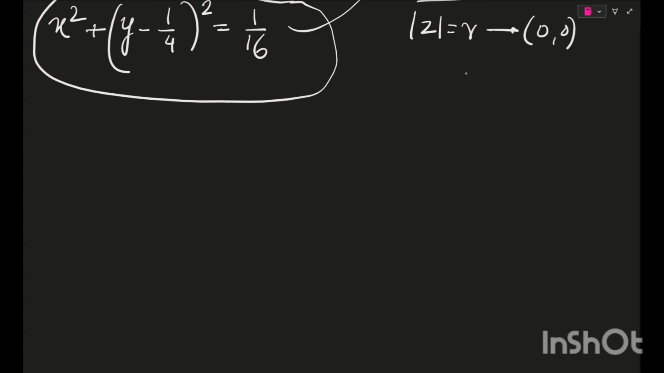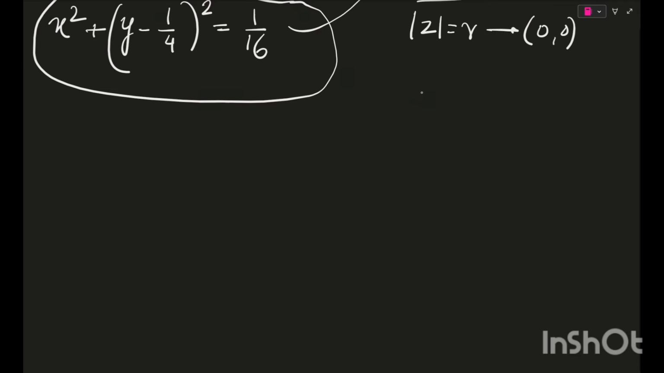Wait, I need to frame this somehow. Okay. The image of the real line under the transformation z is equal to 1 by a minus 2i is a circle of radius 1 by 4 centered at 0 comma 1 by 4. I am telling it once again: the image of the real line under the transformation z is equal to 1 by a minus 2i is a circle of radius 1 by 4 centered at 0 comma 1 by 4.